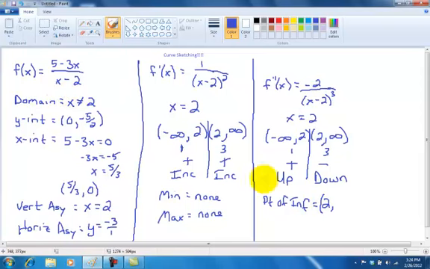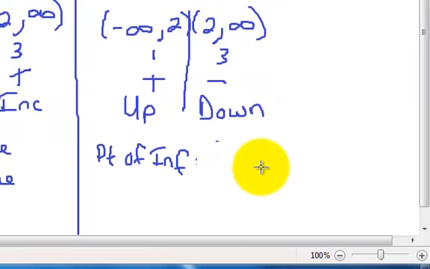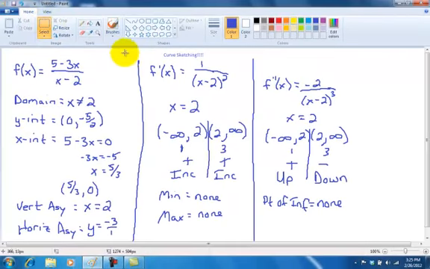Because you would have seen right away that 2 is not in the domain, so it cannot be a point of inflection. So in actuality, we don't have a point of inflection, even though it seems like we should, because it switches from up to down. So there is no point of inflection. Okay? Alright.